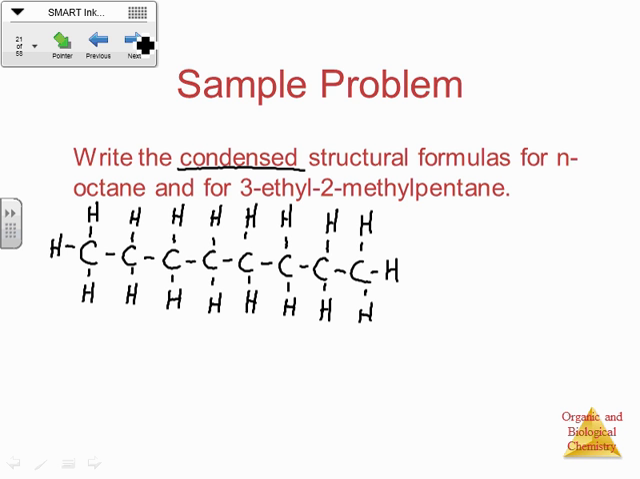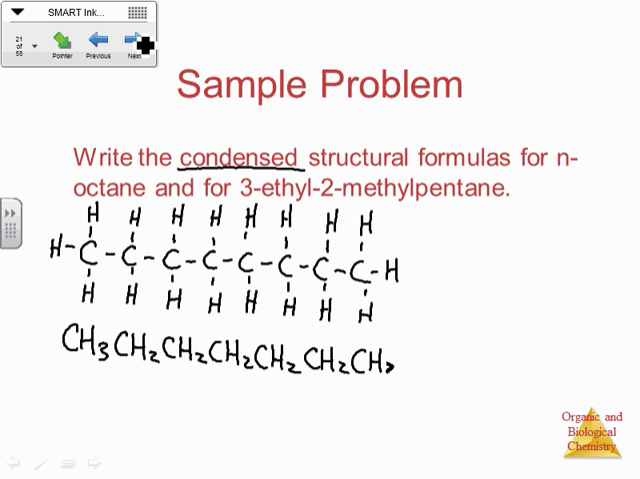Okay? So the condensed structural formula for this one is going to be CH3, and the next carbon has 2 hydrogens attached to it, so CH2, CH2, CH2, CH2, 2, 3, 4, 5, CH2, that's 6, CH2, that's 7, and then the last carbon here is CH3, okay?